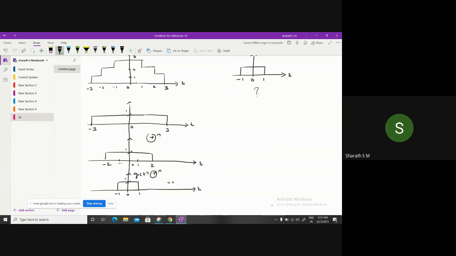What's the amplitude level here from -1 to +1? What is the amplitude level? 1, sir. 1. And here from -1 to +1, what is the amplitude level at this position?